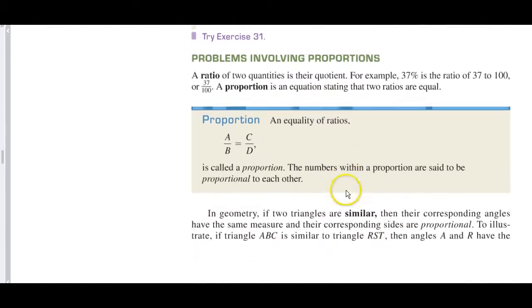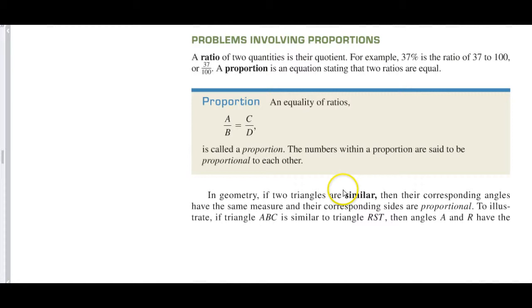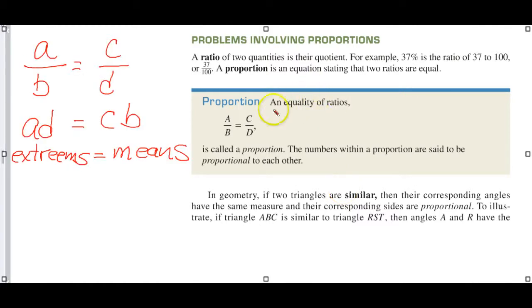Okay, we're now going on to proportions. So as we look at proportions, a proportion is basically a ratio of two quantities, and that's a quotient, a fraction. So for example, 37% is a ratio of 37 to 100. That is 37 over 100.